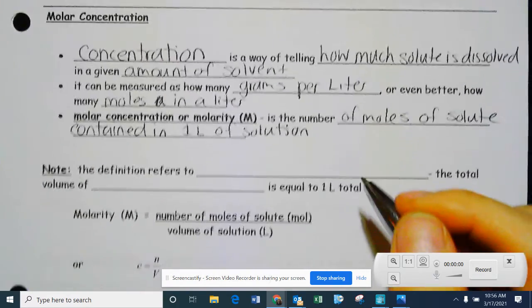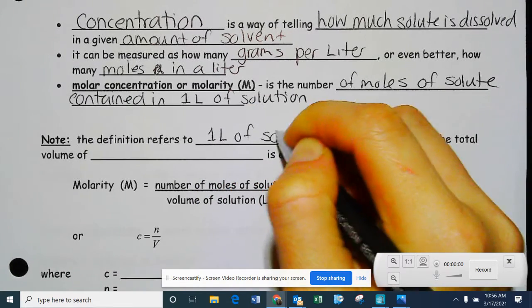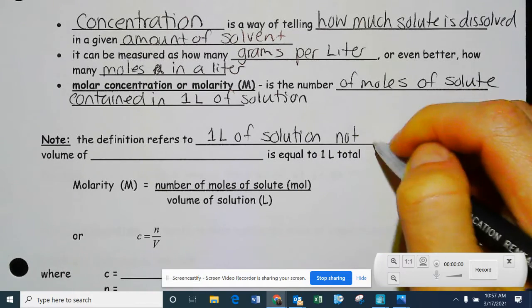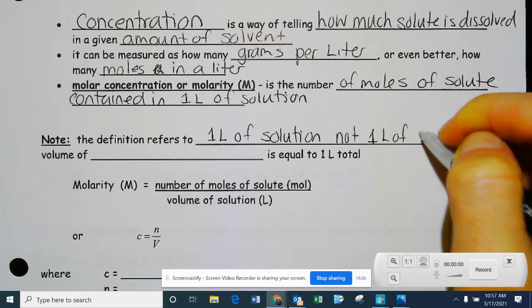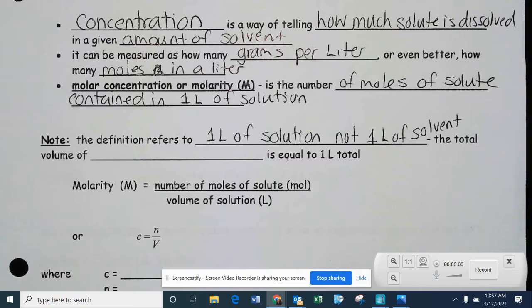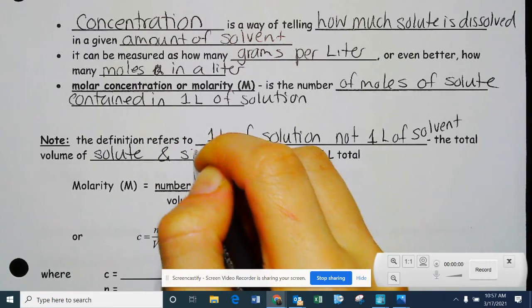So the definition refers to 1 liter of solution, not 1 liter of solvent. So that's an important distinction. We're not saying that we've got some salt plus 1 liter of water. We're saying that we've got 1 liter that contains our salt and our water. So it's the total volume of solute and solvent.